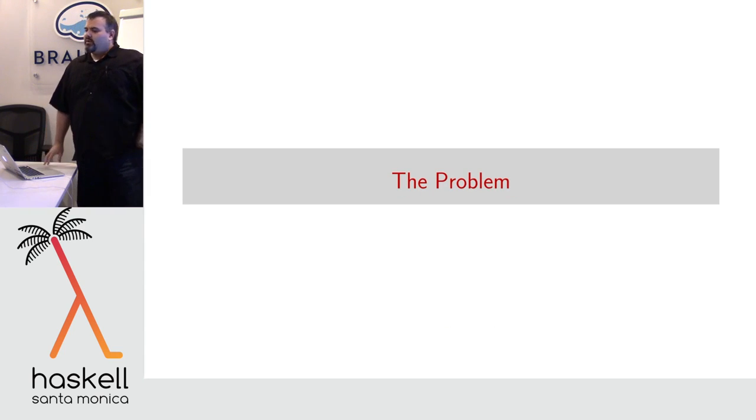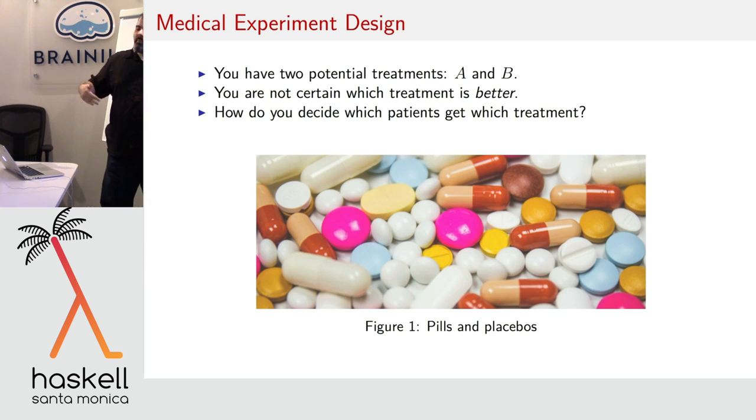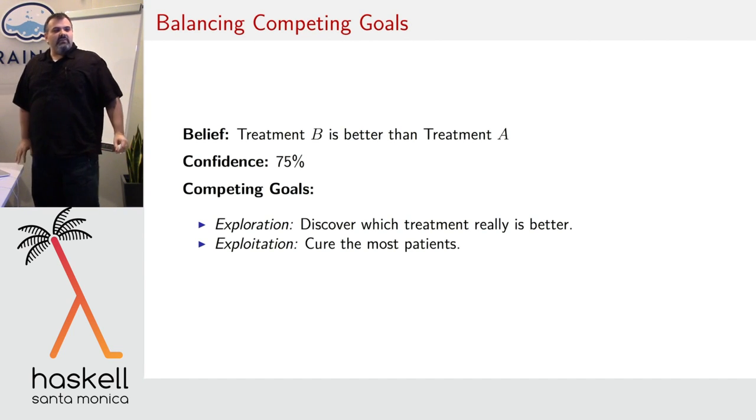So let's talk about the problem that this paper purports to solve. The problem we have here is medical experiment design. Thompson was a medical researcher at Yale. It's a basic, typical scenario. You have two potential treatments, call them A and B, and you're not certain which treatment is better. If treatment B really is better than treatment A in some objective sense, then we should be able to get this pretty close to 100%.